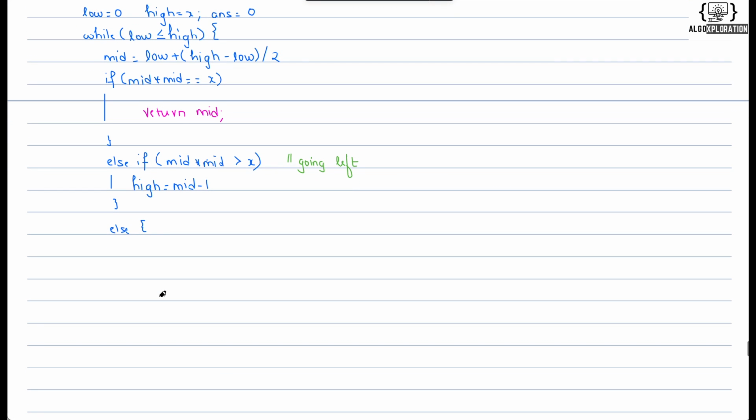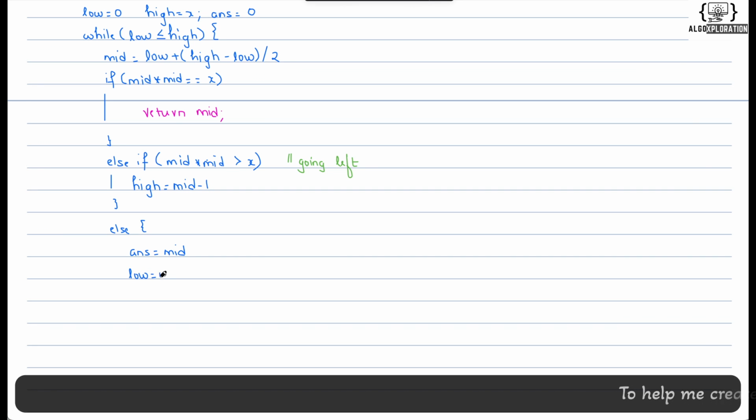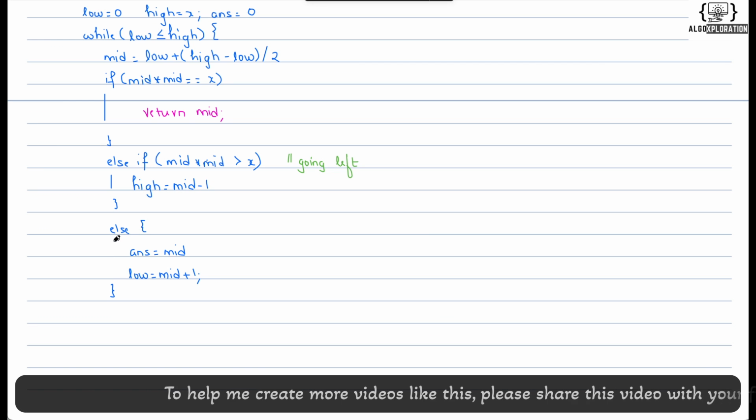here in this case, since we are going on the right hand side, but we are storing the answer as well. Okay, so answer will be mid and go on the right hand side now. So low will be mid plus 1. That's it, we are done.